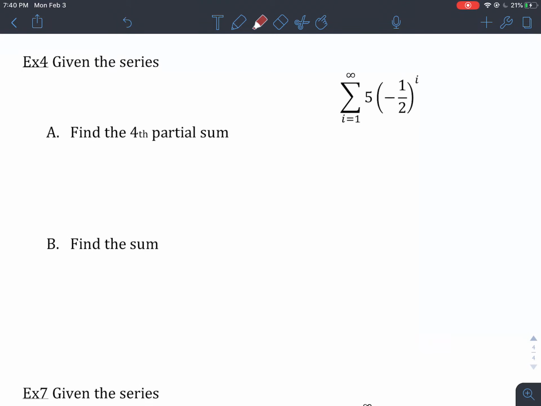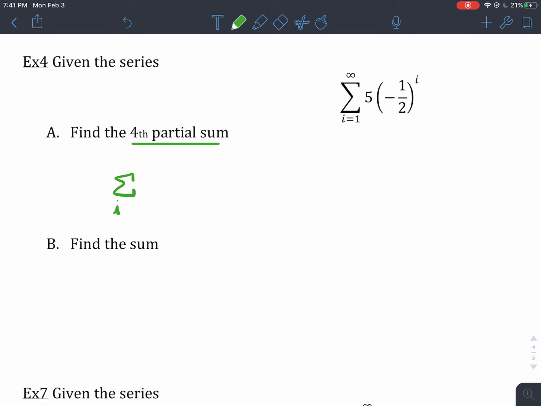For the first example, we're doing the summation from i equals 1 to infinity of 5 times negative 1/2 to the i. Now that negative 1/2 to the i, we could split that up as negative 1 to the i over 2 to the i, and then we'll see that it's an alternating sequence like we saw earlier in our notes. But when I want to do the fourth partial sum, I want to rewrite my summation notation. And we'll see that that alternating sequence of negative, positive comes out to play when we find these sums here. But I want to rewrite this in my correct notation for the fourth partial sum.